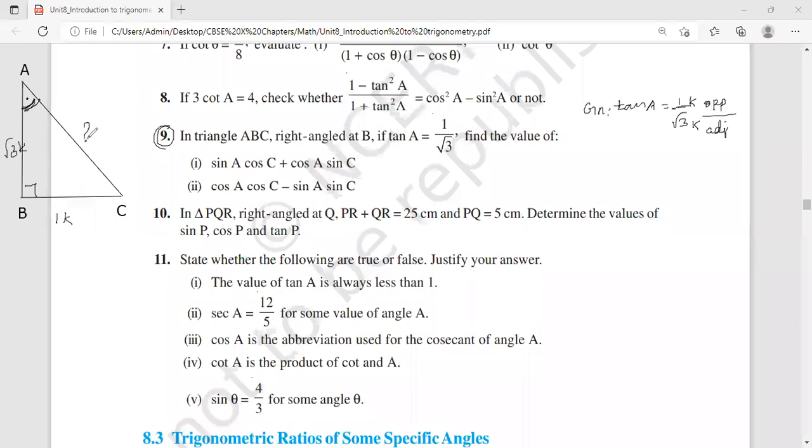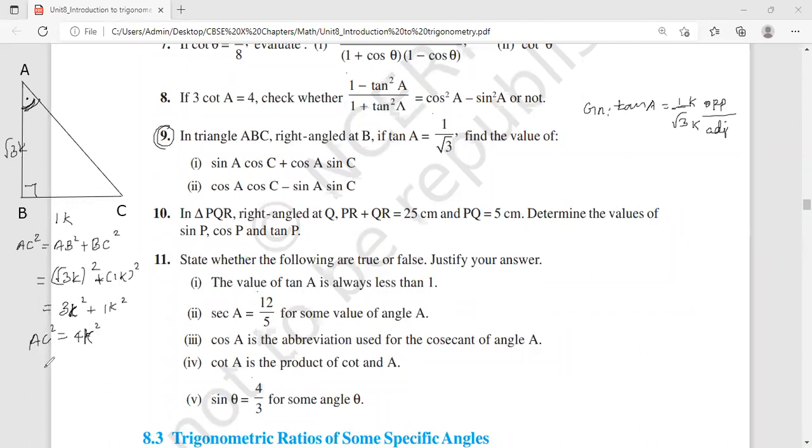And this side AC has a special name called hypotenuse. So we are going to calculate the hypotenuse now. We apply Pythagoras theorem, which says the square of the hypotenuse is equal to the sum of the squares of the other two sides. So AC square equals AB square plus BC square. The other two sides are root 3k and 1k. I have substituted and squared them. The square of root 3 is 3. So 3k square plus 1k square gives 4k square.